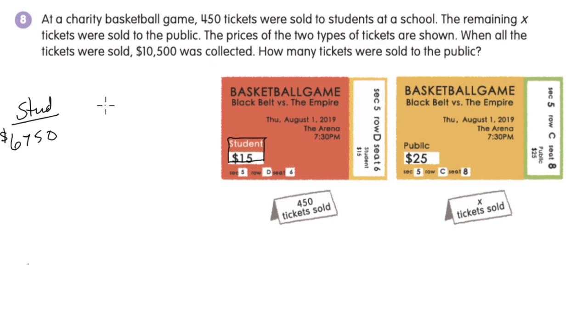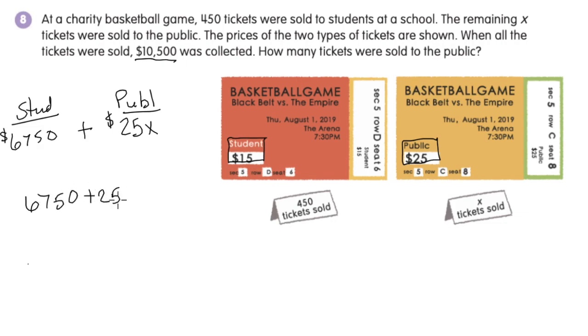And now we'll look at the public. The public tickets cost $25 per person and X were sold. So that would be 25X dollars. To find our total sales, we're going to add them together. So that would be 6,750 plus 25X. And that's equal to our actual total sales of $10,500.